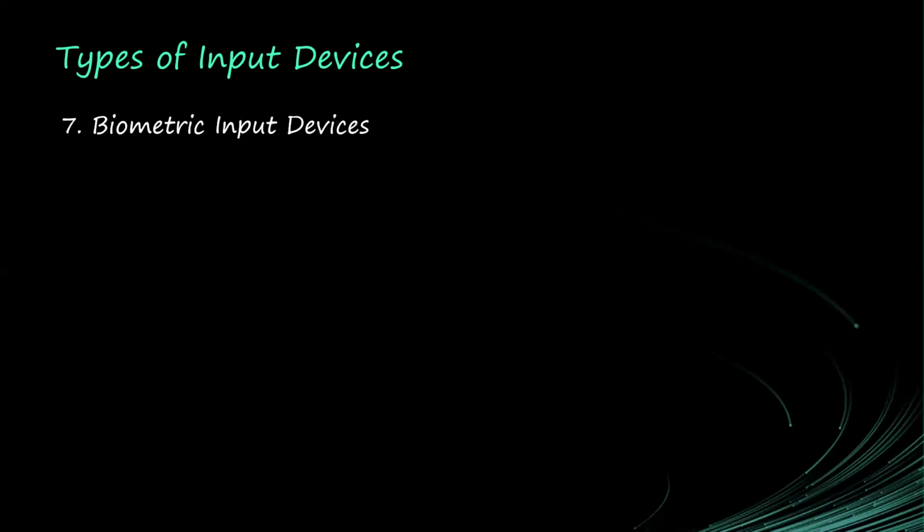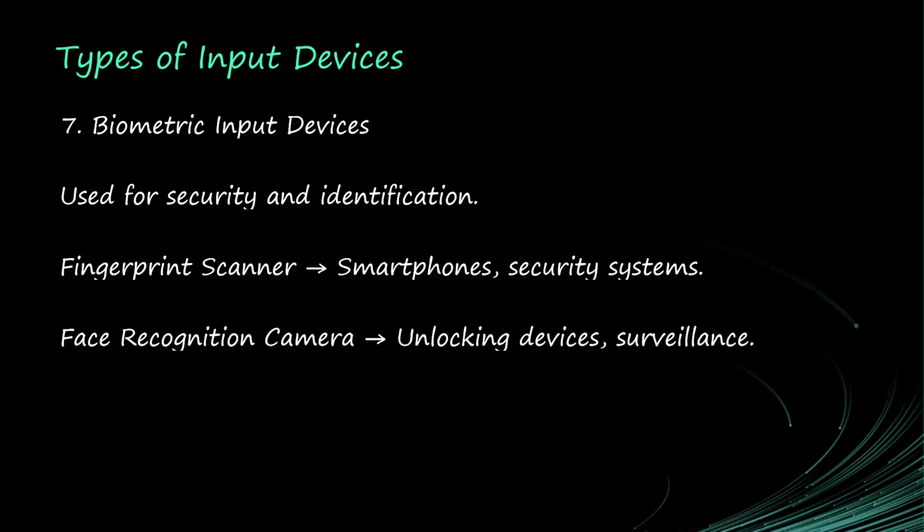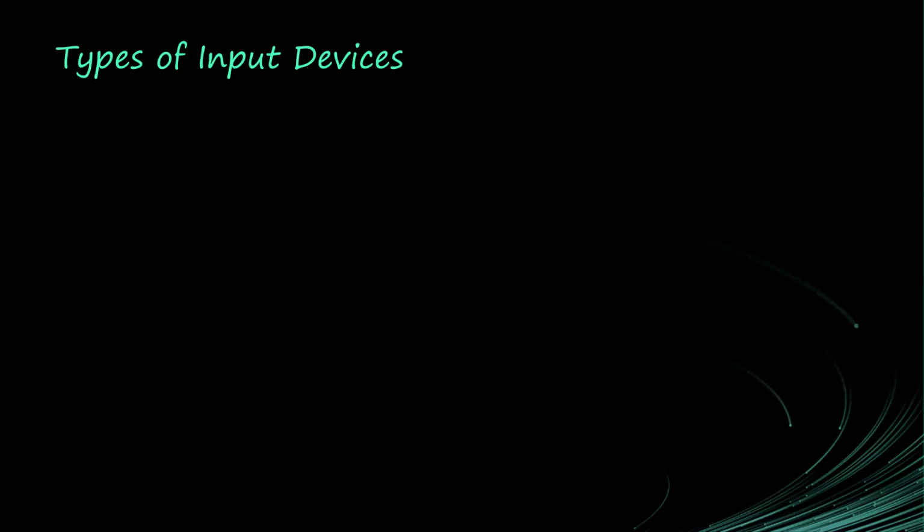Okay. We also have biometric input devices. They are used for security and identification. If I'm too fast, please, you can pause the video and then resume it, or you can slow it down. They are used for security and identification: fingerprint scanners, face recognition cameras, iris or retina scanners for high security access. So there are just a lot.